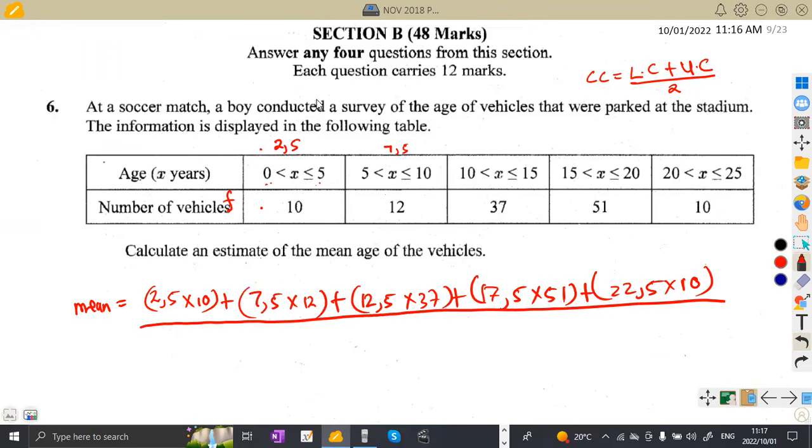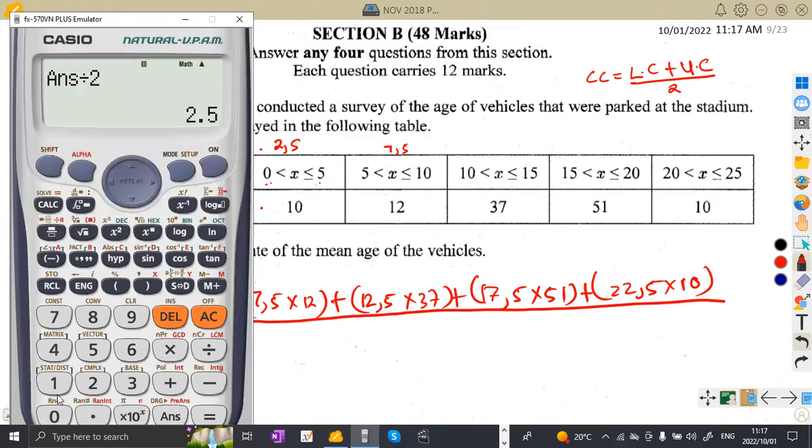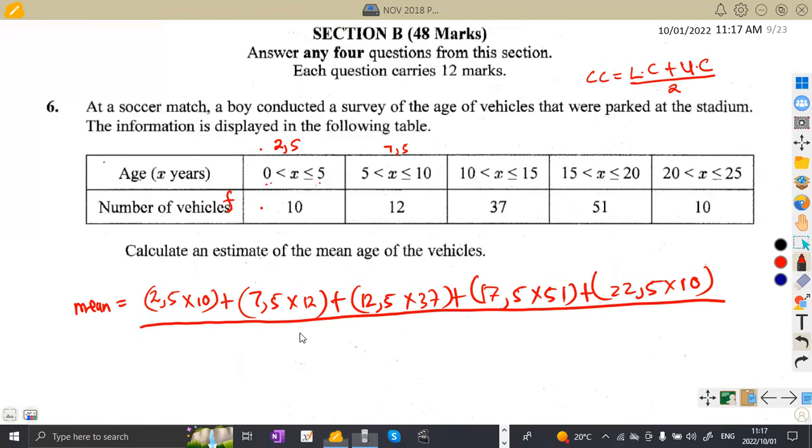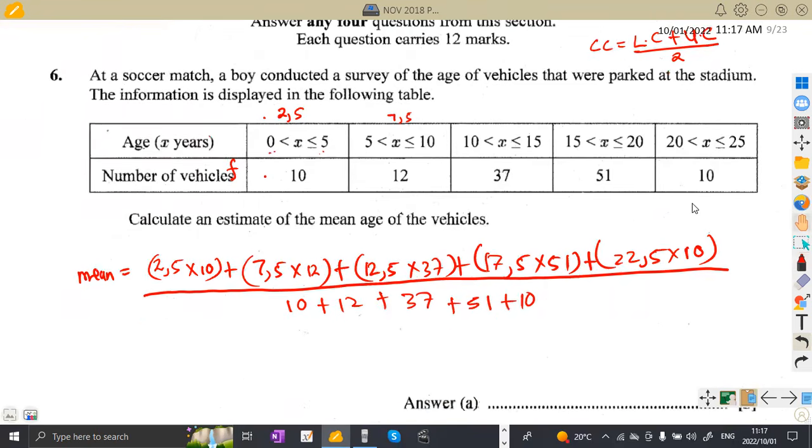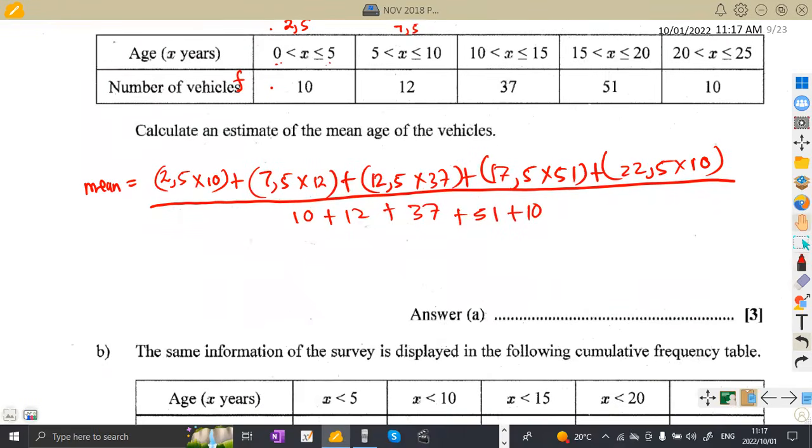So the total frequency is now, are we given the total number? You're not given the total, which means you are supposed to add these numbers. Let's just write 10 plus 12 plus 37 plus 51 plus 10. So you're going to indicate that because you're not given the total. From there, what I want you to do is to simplify everything.